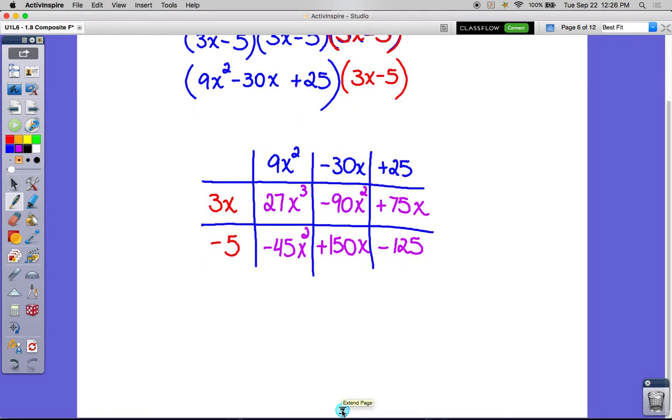is that when it's time to combine like terms, you almost just have to look diagonally here. Let's actually change colors on that. Just look diagonally for the things that combine. And so here our final answer is going to be equal to 27x cubed. And now I have minus 45 minus 90, minus 135x squared. 150 and 75 makes 225x, and then minus 125.